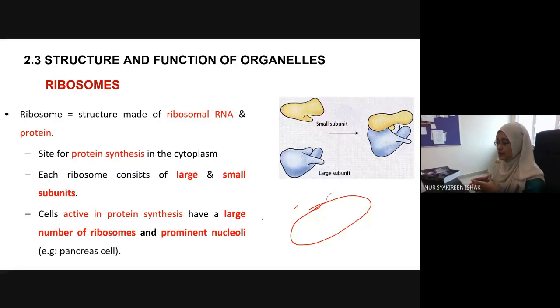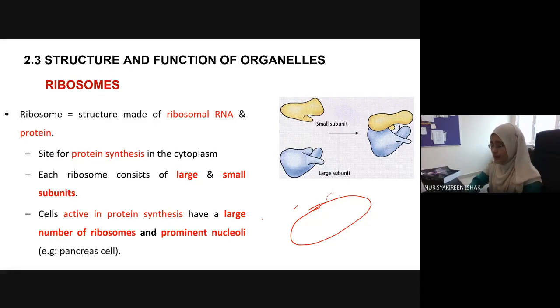Okay, so the ribosome is the organelle involved in protein synthesis, right? So cells that are active in protein synthesis will have a large number of ribosome and a prominent nucleoli. Prominent nucleoli tu maksudnya nucleus dia tu macam tersembul keluar. They have a large nucleus, right?